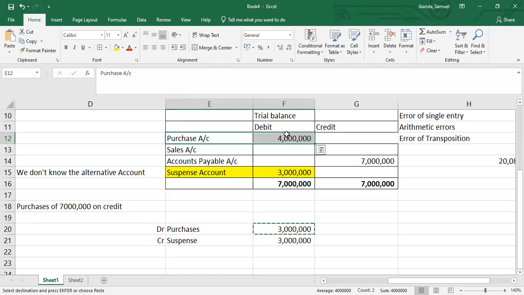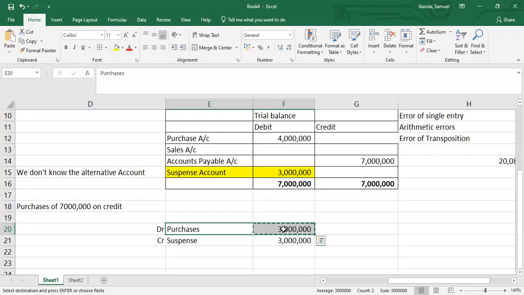That's why we are debiting our purchases, because they have a normal debit balance, so every time they are increasing, we debit. In case there were sales and they told you that sales had been undercast, we would have credited our sales, because sales have a normal credit balance. But in this case, since these are purchases, we debit our purchases. So we have debited our purchases.